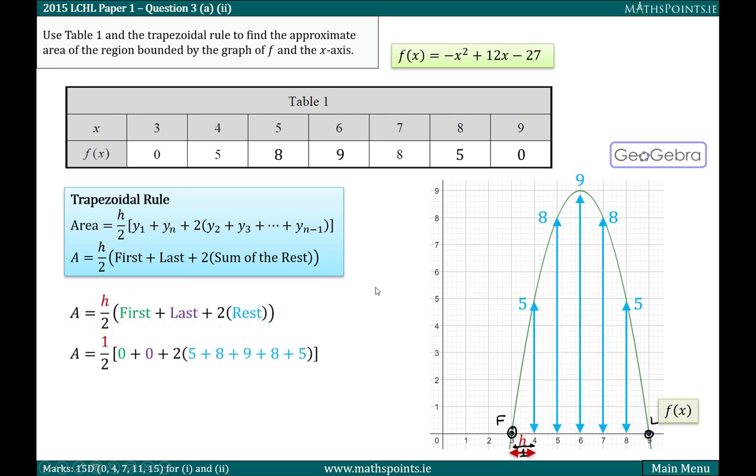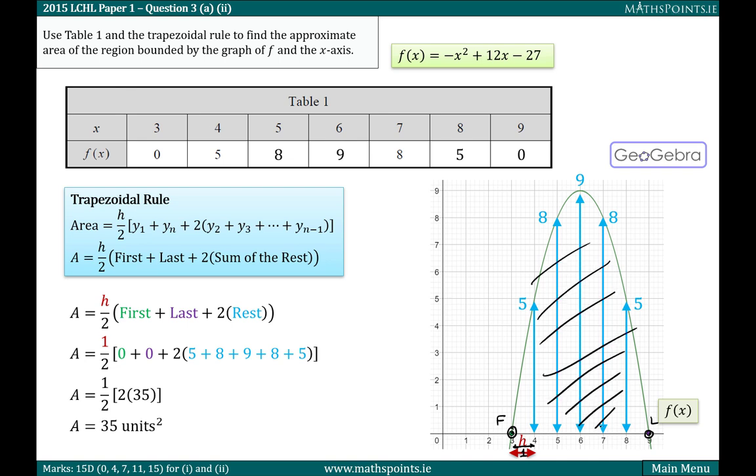So h is 1, the first is 0, the last is 0, plus 2 times 5 plus 8 plus 9 plus 8 plus 5. And we get an estimation for this area of 35 units squared. So that's an estimation of the area underneath this curve down to the x-axis. Now, how can we find this area exactly? It's not exactly 35. How can we find it exactly?